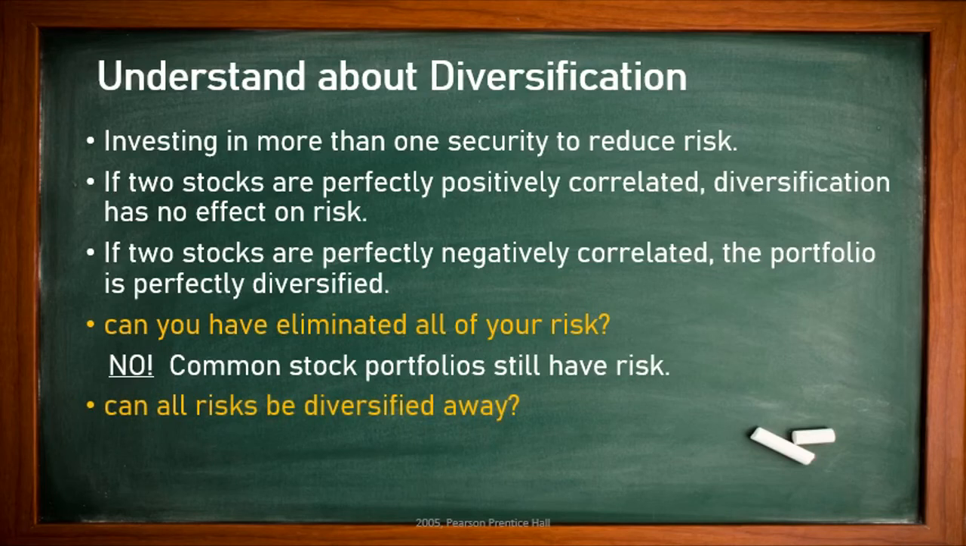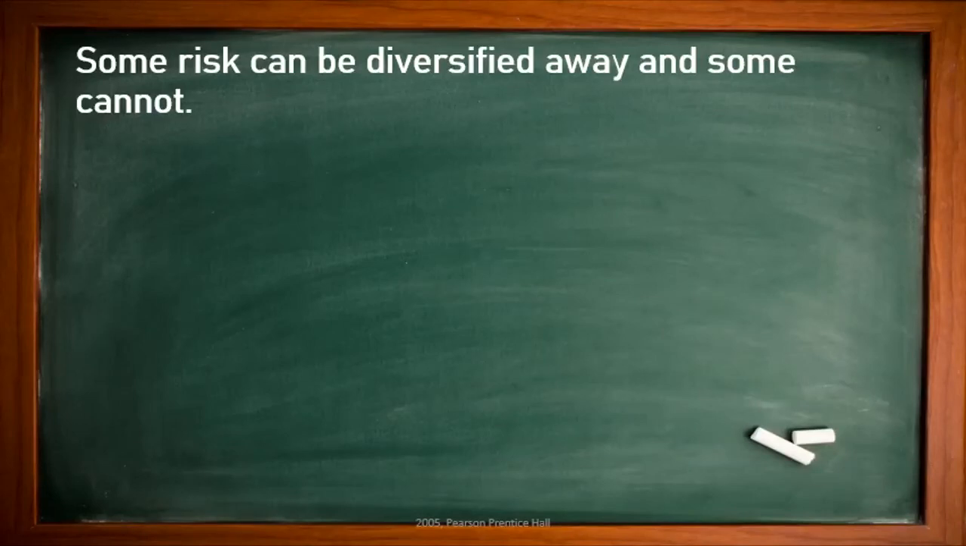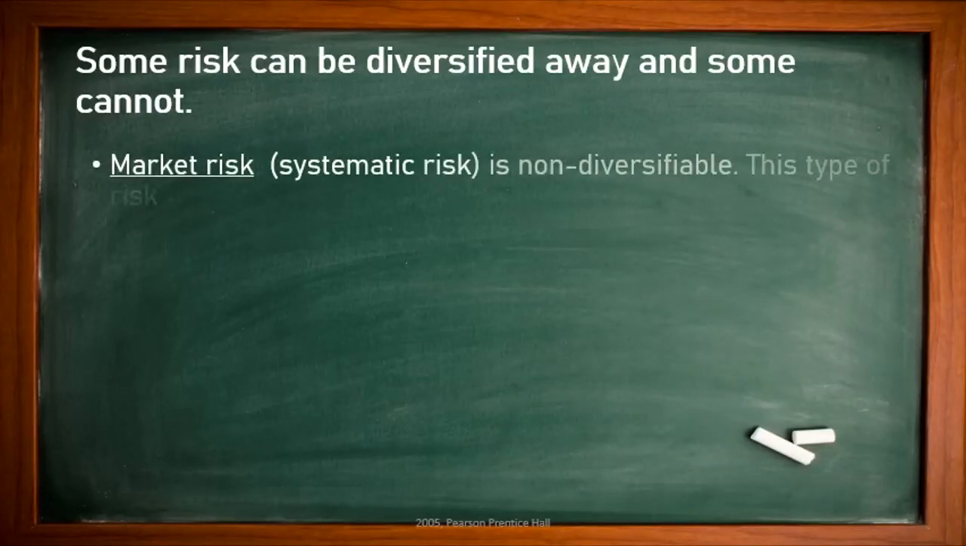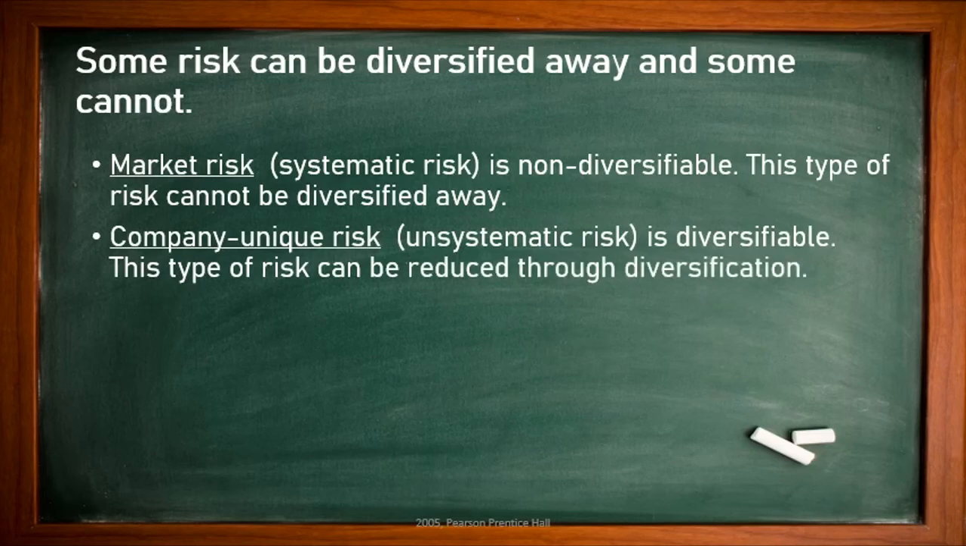The other question: can all risks be diversified? Let's answer this with no. We cannot diversify all risk. Then the question is why? Some risk can be diversified away and some cannot. Market risk, also known as systematic risk, is non-diversifiable. This type of risk cannot be diversified away. The second is a company's unique risk, a company's internal risk. It is unsystematic risk and is diversifiable. This type of risk can be reduced through diversification. So unique risk can be diversified, but market risk cannot be.